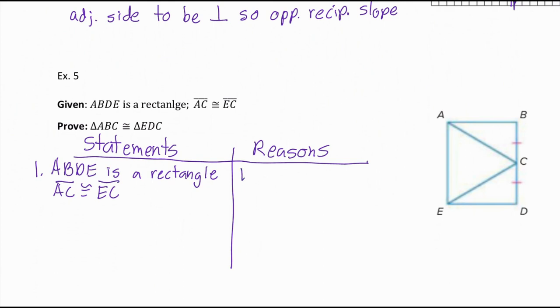What's my first reason? Given. Given. Rectangle AC. Okay, can we pretend that these little congruent pieces aren't here? They are meant to be there.